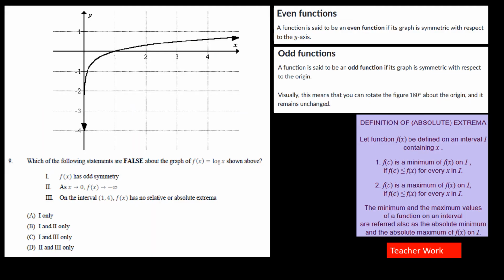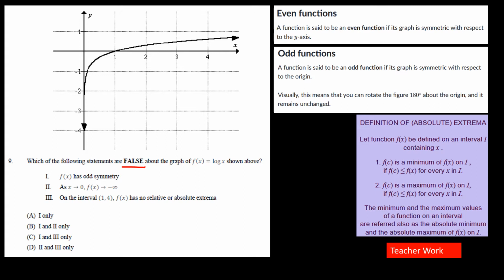So this first problem says, which of the following statements are false? And I'm going to underline that word there. It's important that we remember that this is going to be false. We want things that are not true about the graph f of x equals log x shown above. So it says here f of x has odd symmetry.